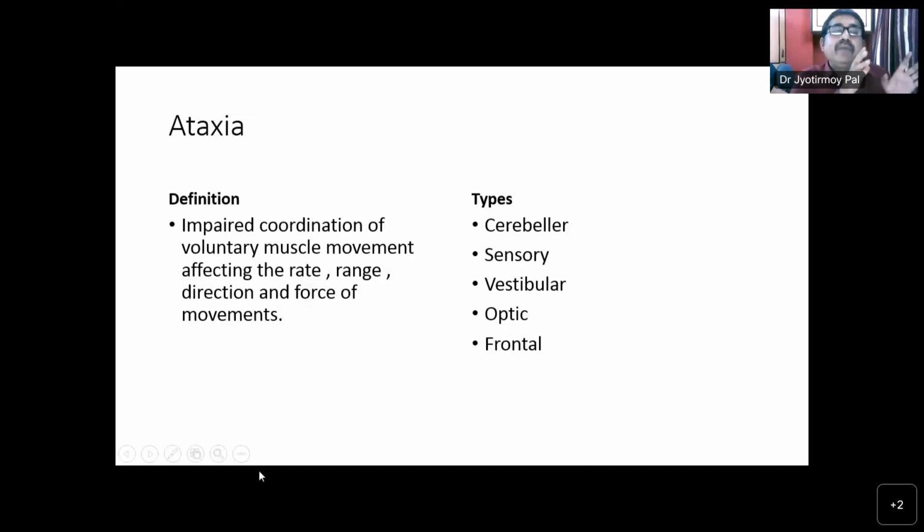Ataxia is the cardinal sign of cerebellar disorder. It is the improper coordination of voluntary muscle movement, affecting the rate, range, direction, and force. Before stamping a patient as ataxic, you should exclude musculoskeletal disorder, muscular disorder, myoneural junction disorder, neuropathy, and myelopathy. When you have excluded these five things, you can stamp it as a case of ataxia. Ataxia can be due to cerebellar, sensory, vestibular, optic, and frontal causes.